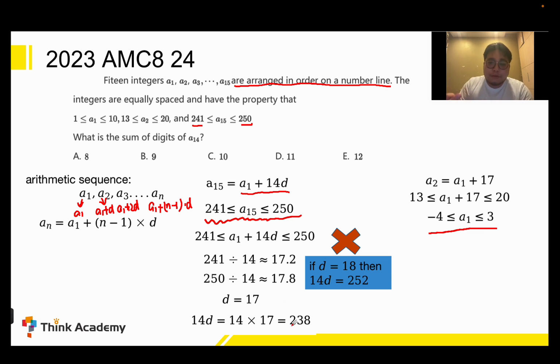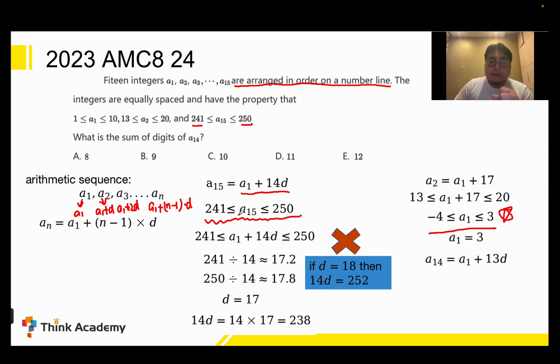238 plus 3 equals 241. Can a1 be 4? No, because it cannot be bigger than 3. So we can make sure a1 equals 3. Very good. We found a1 equals 3 and the common difference in this arithmetic sequence, d, equals 17.